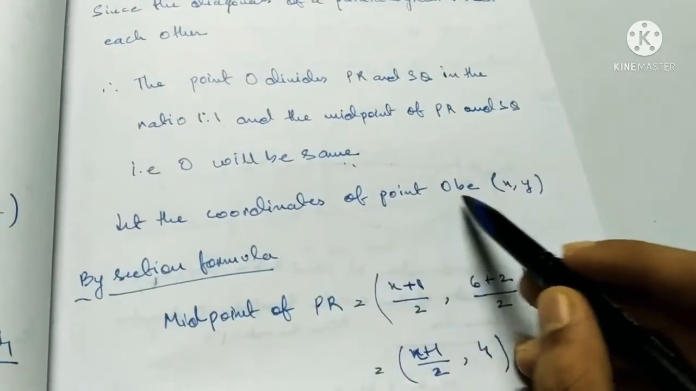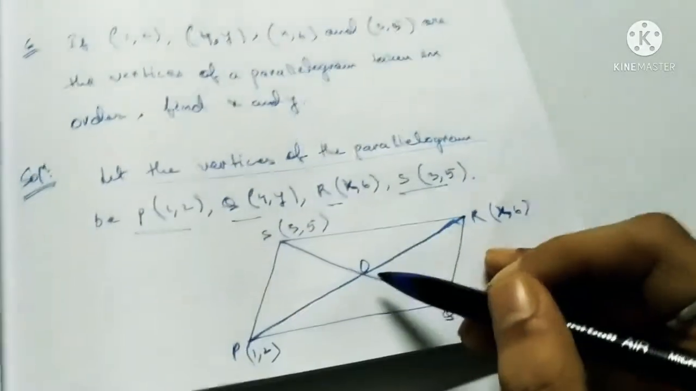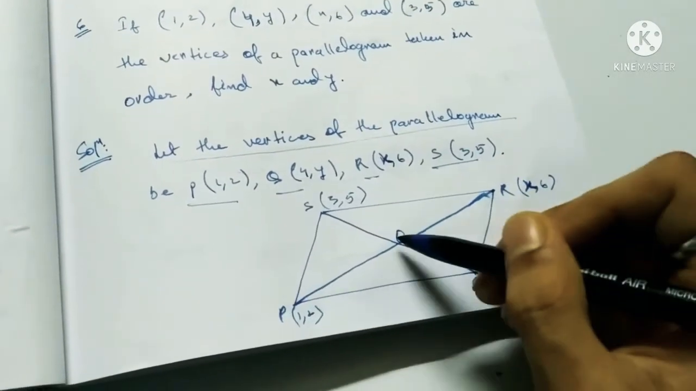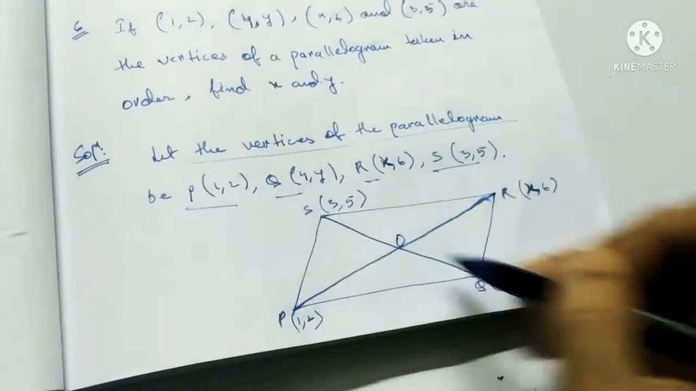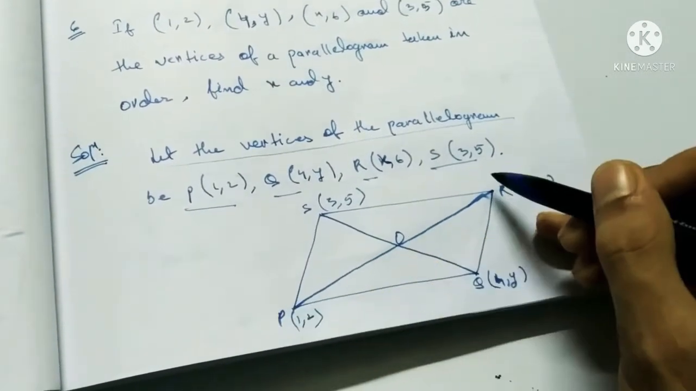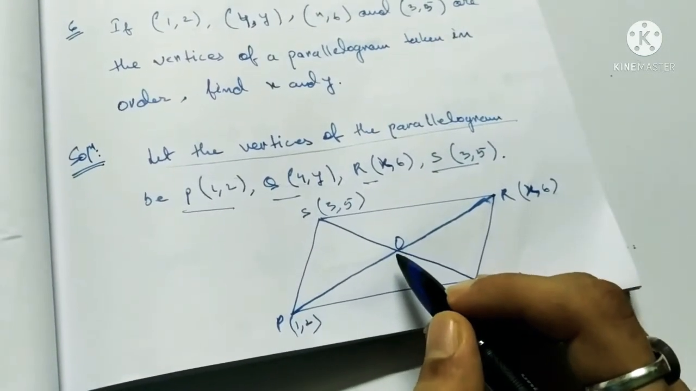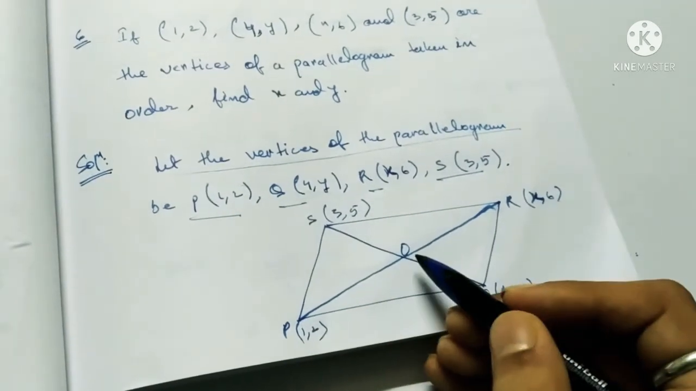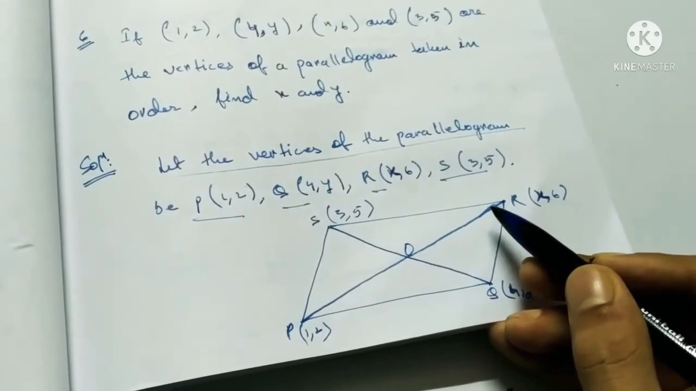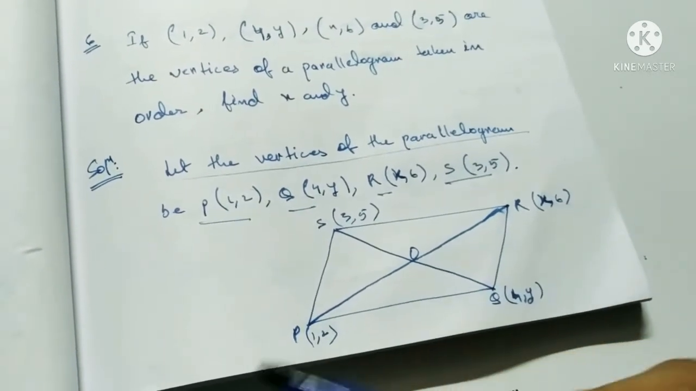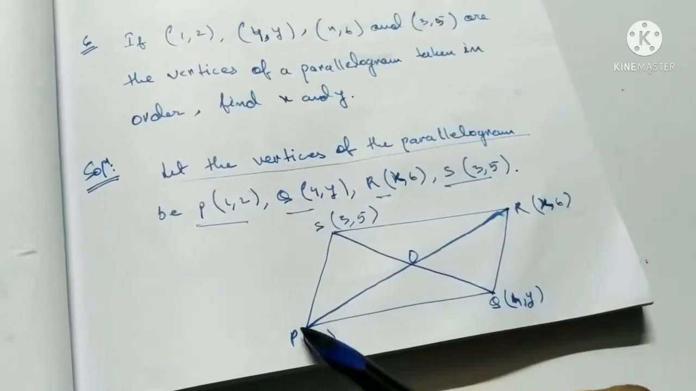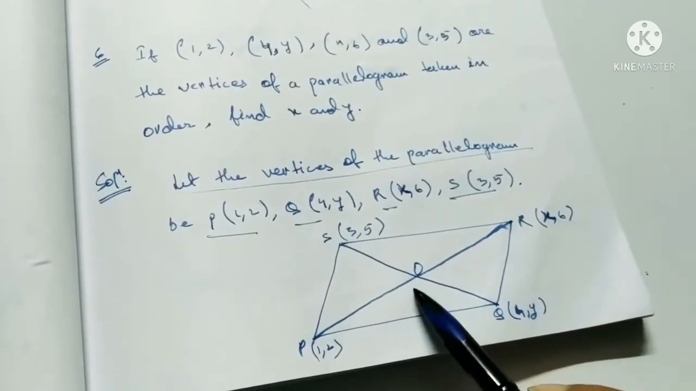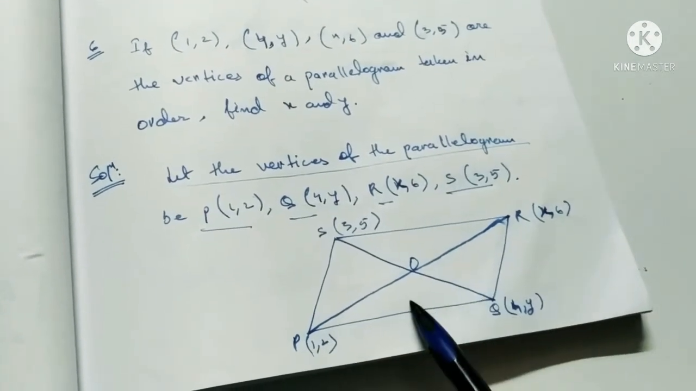Okay, now let the coordinates of point O be x comma y. Now you see, O is the midpoint of PR. Yes or no? O is the midpoint of PR and O is the midpoint of SQ, because they bisect each other. Therefore O is the midpoint of PR and O is the midpoint of SQ. So therefore in here, the x coordinate of this O, understand? In order to find the x coordinate of this O, you can use the section formula. And remember, since the ratio is 1:1 and this is the midpoint of this line segment, the x coordinate, this one, will be this plus this by 2.